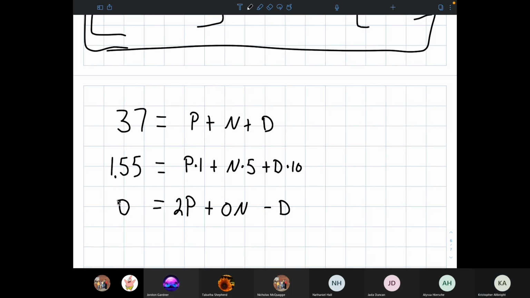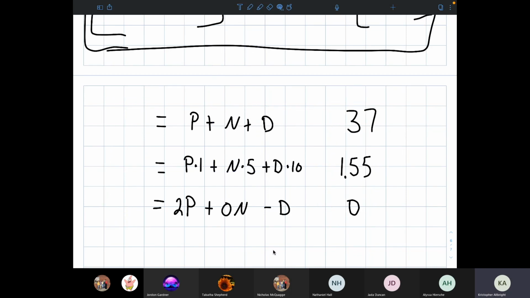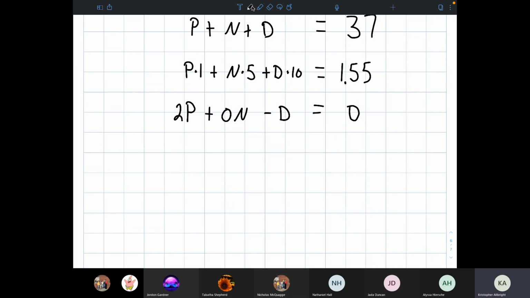So let's plug this in like this. Let's actually rearrange these guys to be on the other side. So now we want to set up a matrix. So we're looking for a coefficient matrix. 1, 1, 1, 1, 5, 10, 2, 0, -1.